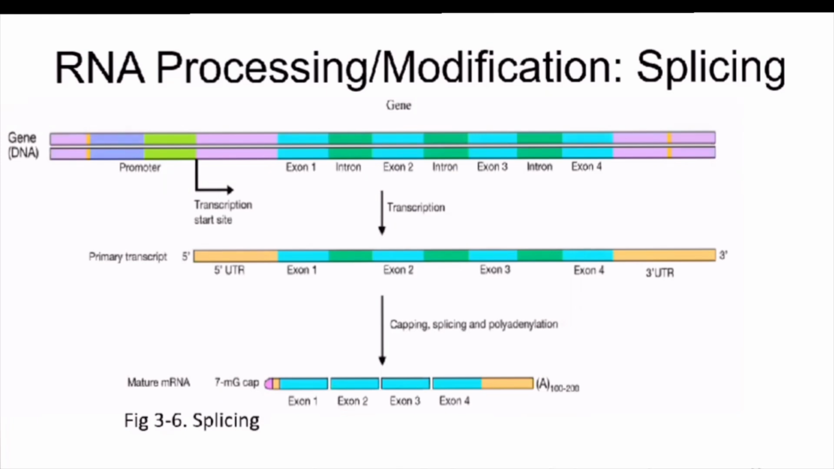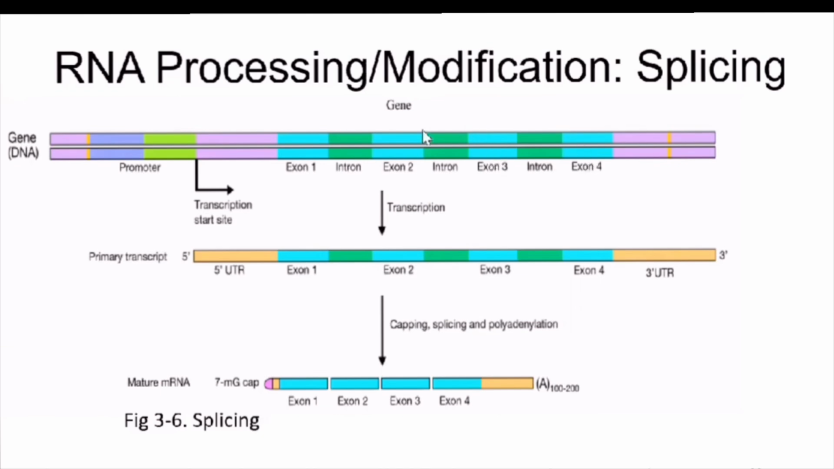But in the middle, we're going to start removing some of the introns. And so splicing removes introns. If you notice here, you have exon 1, intron, then exon 2, intron, then exon 3, intron, then exon 4. And so when we finally create a mature mRNA, only these exons are going to be something that we can use to create protein.